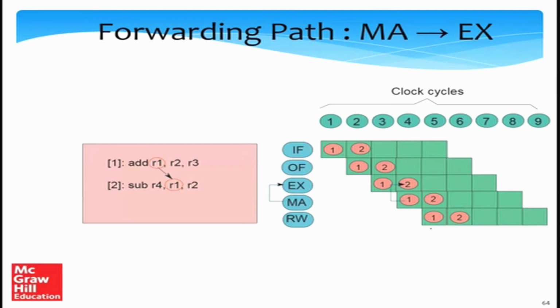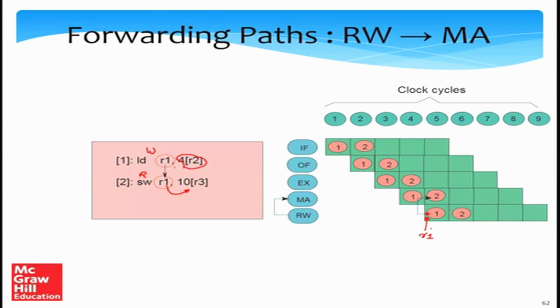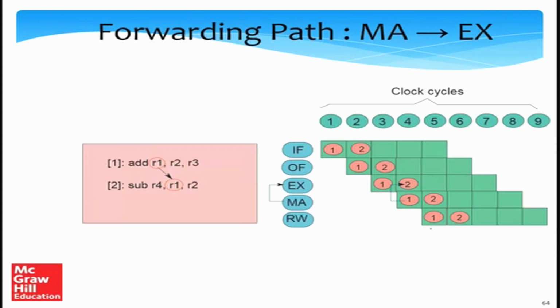Now let's look at the MA to EX forwarding. We have already seen this example twice. And all that needs to be done is that we need to connect a set of wires between the MA stage and the EX stage. And this is mainly useful for forwarding values between ALU instructions like add, subtract, multiply, divide. The previous RW to MA and RW to EX forwarding paths are mostly useful when the producing instruction is a load, because the load's value becomes available only in the RW stage, right, after the memory access is done. So that's the reason the load instruction uses those paths. And the ALU instructions mostly use the MA to EX path.